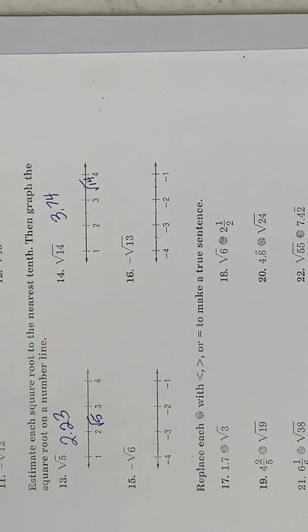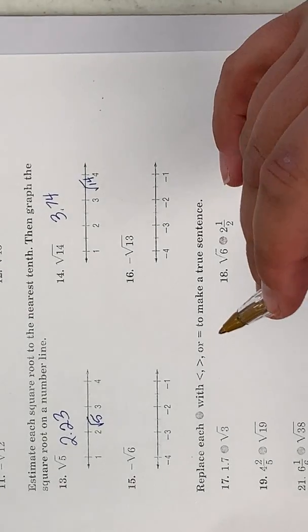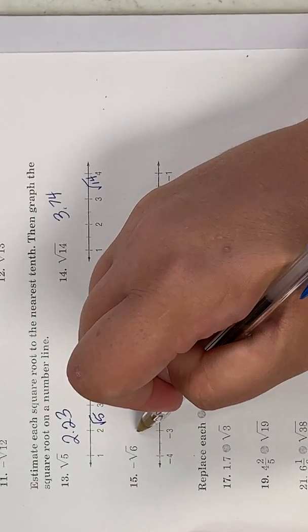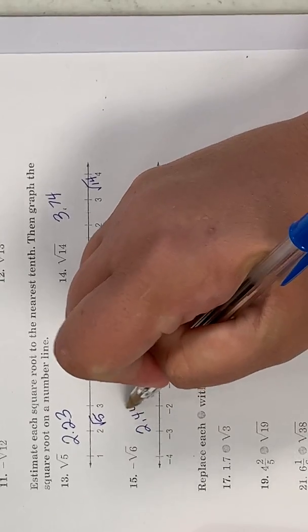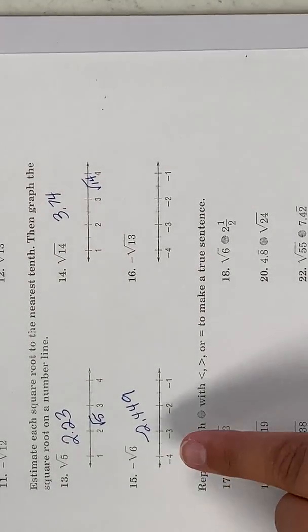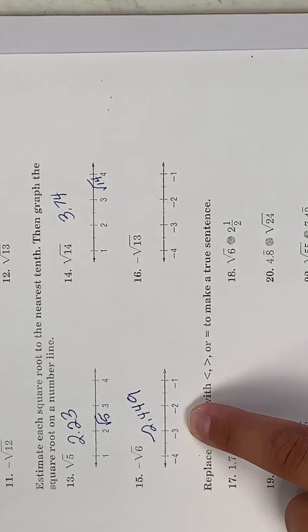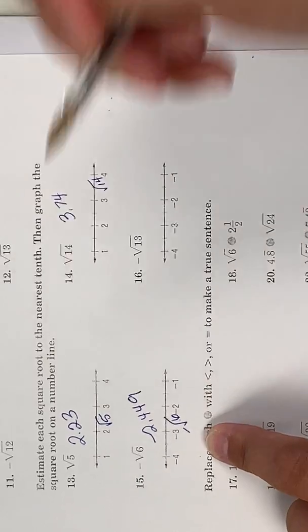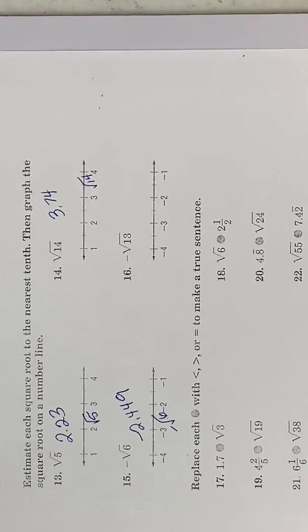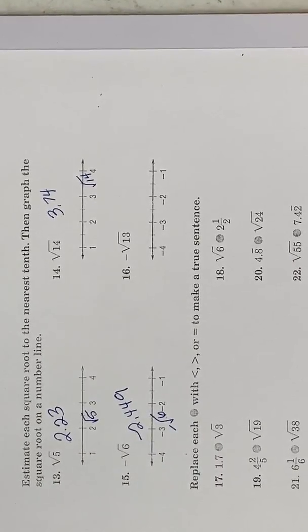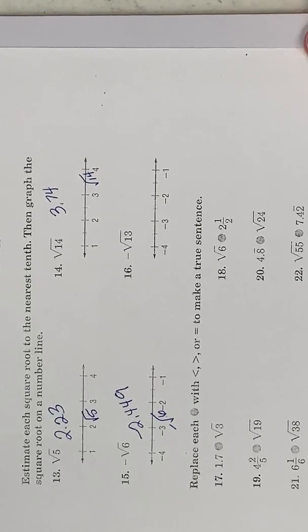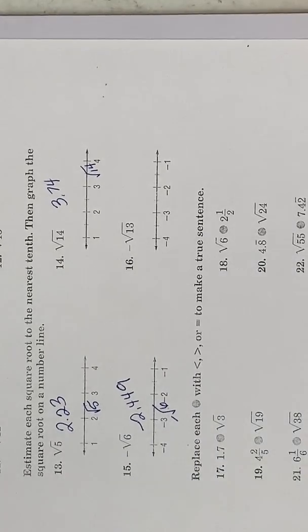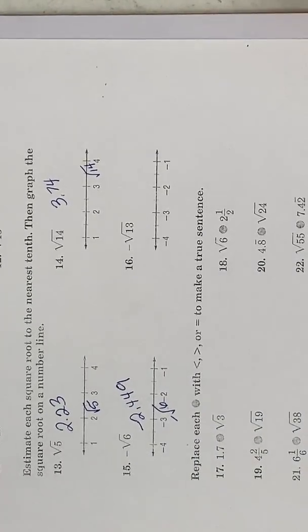What is square root of 6? 2.449, and then it's negative. So now I know that it's about 2.5. So I'm going to place negative square root of 6 where it belongs, in the middle between negative 2 and negative 3.